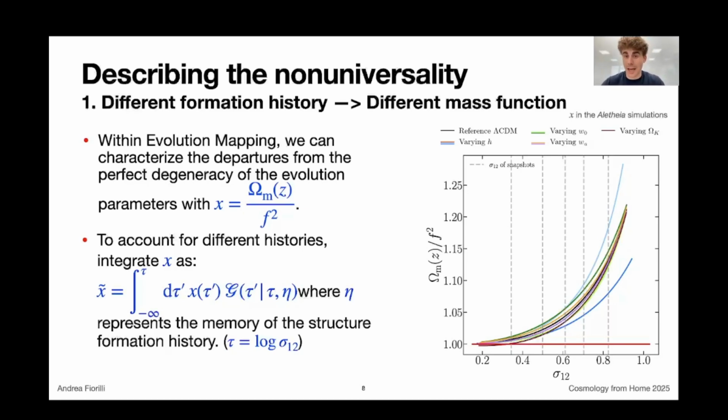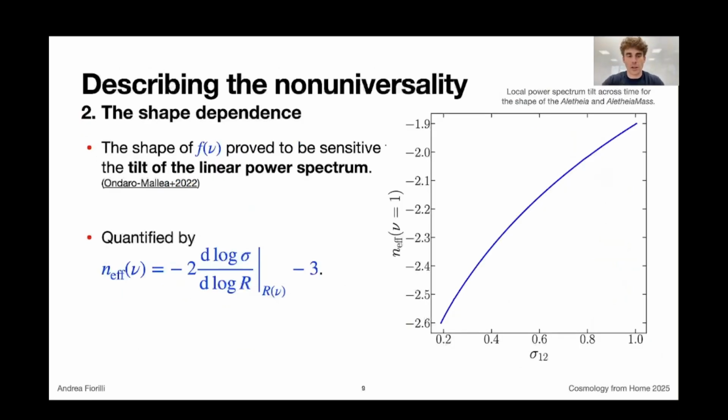But there is an additional dependency that we need to take into account, which is the dependence on the shape of the linear matter power spectrum. This dependency was pointed out by recent works, especially by Andrea and collaborators in 2022, and it can be characterized with the tilt of the linear matter power spectrum, n effective, at a given scale corresponding, for example, to the Lagrangian radius of the halos.